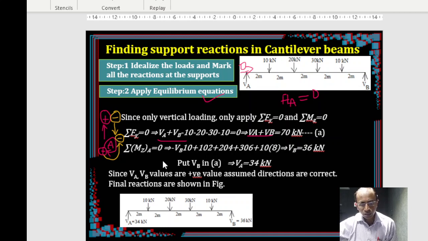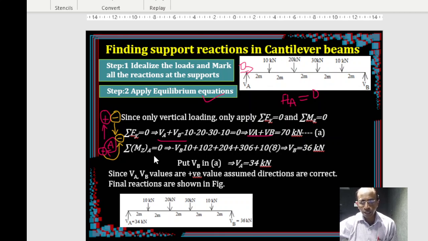Next one is the Mz equation. Here you can even first apply the moment equation, because you can straight away get one value, right? You can apply the moment equation, then apply the Fy equation, or vice versa. Either way you can do it, but one can apply the moment equation first, because you get a value directly, and just put that in, then your other unknown will also be found out.